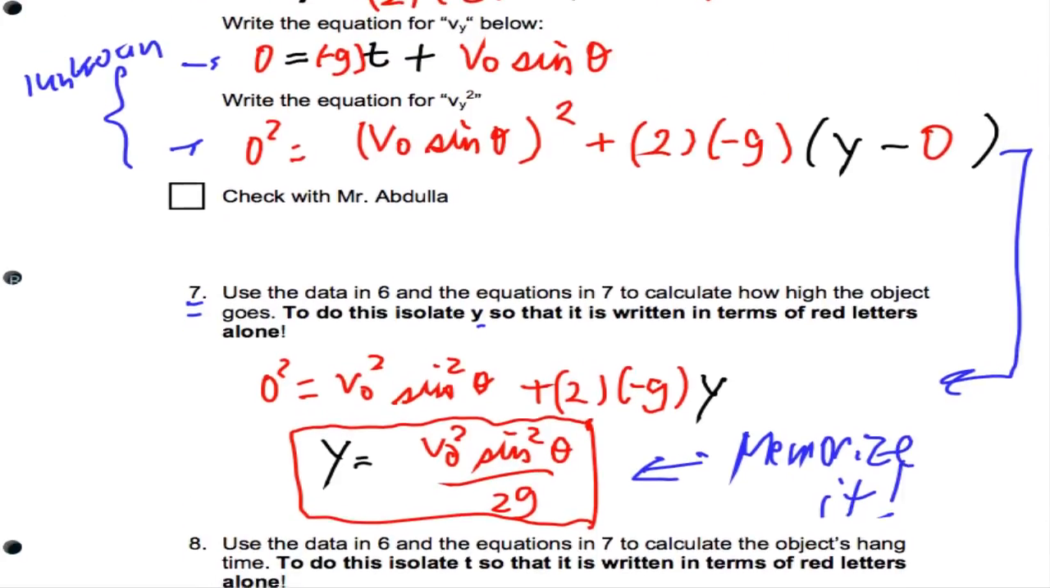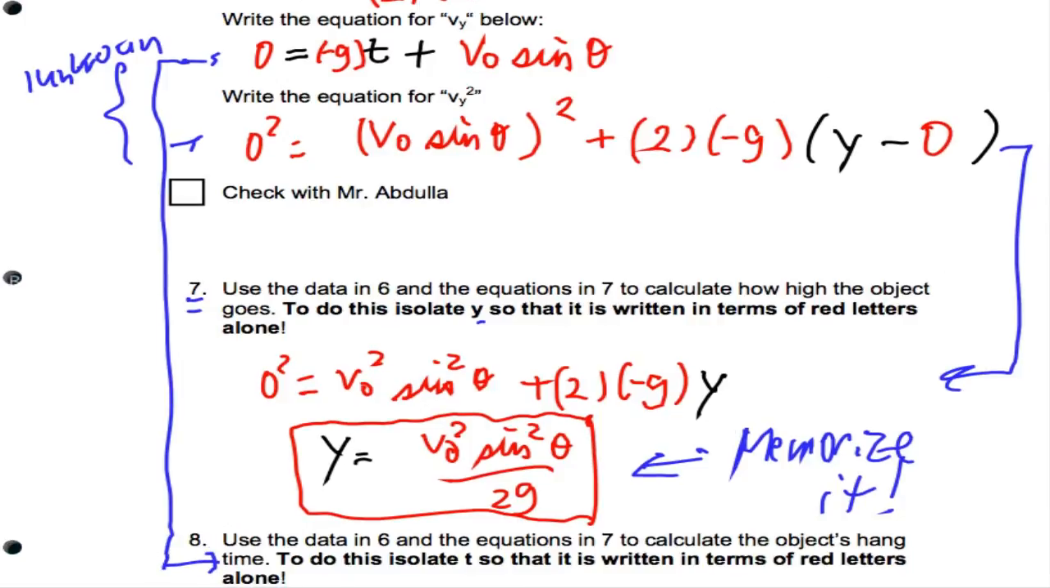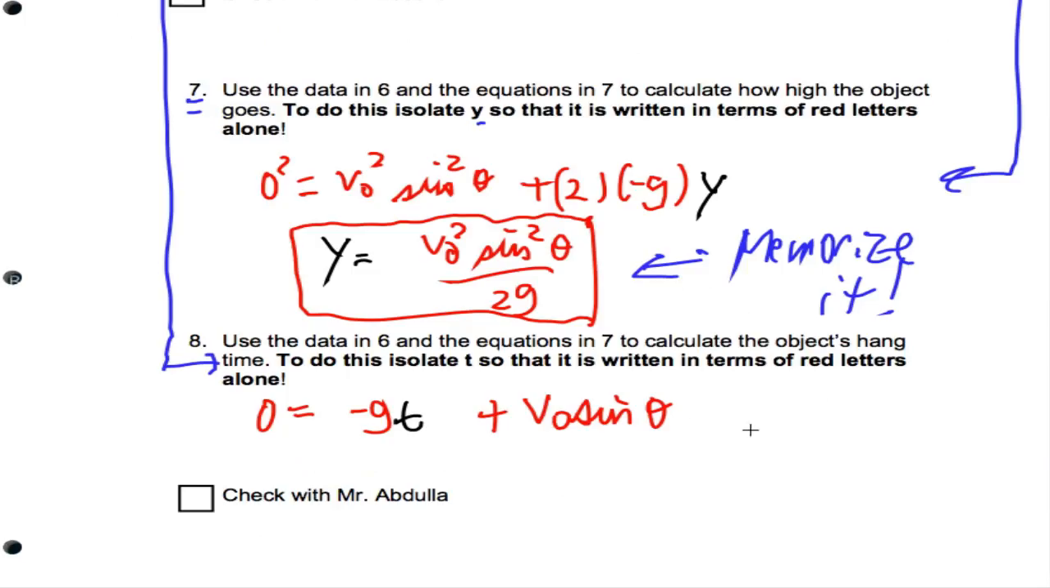Now for the next one. I'm going to use this time formula for number 8. So when I do that, I'm going to actually get 0 equals negative g t plus v naught sine theta, all written here. Now when I solve for this, this will get me the time it takes to go up. So t equals v naught sine theta, all divided by g. But this is half the time.